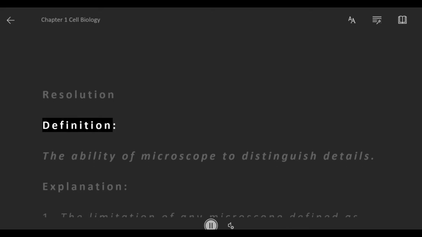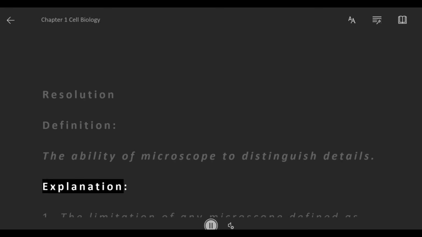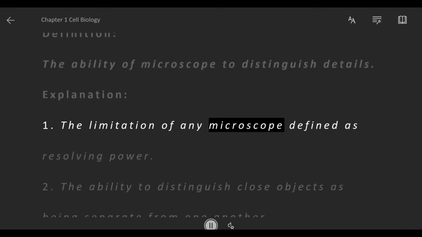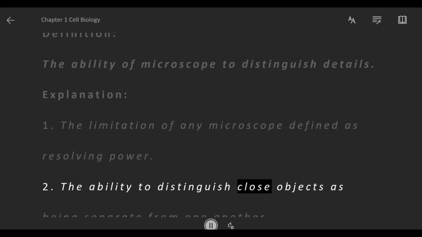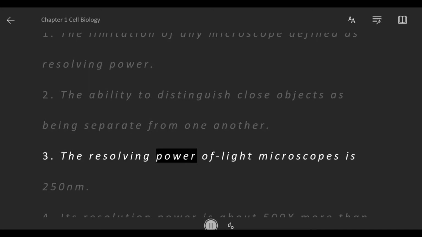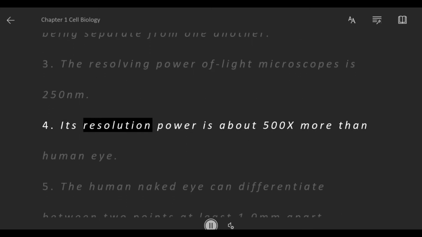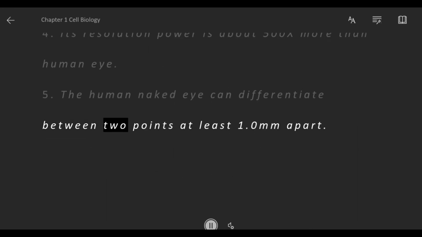Resolution. Definition. The ability of a microscope to distinguish details. Explanation. 1. The limitation of any microscope is defined as resolving power. 2. The ability to distinguish close objects as being separate from one another. 3. The resolving power of light microscopes is 250 nanometers. 4. Its resolving power is about 500x more than the human eye. 5. The human naked eye can differentiate between 2 points at least 1 millimeter apart.